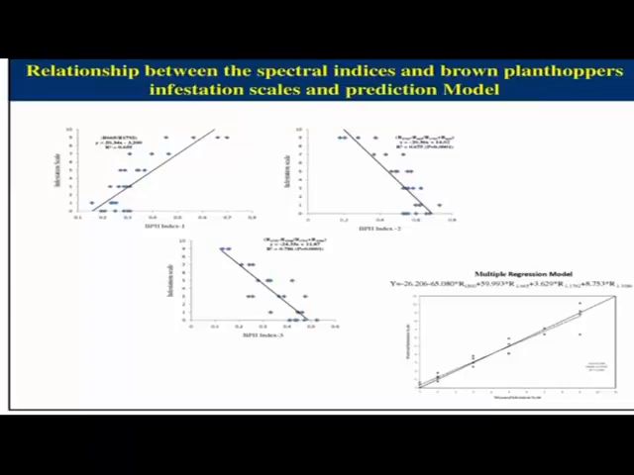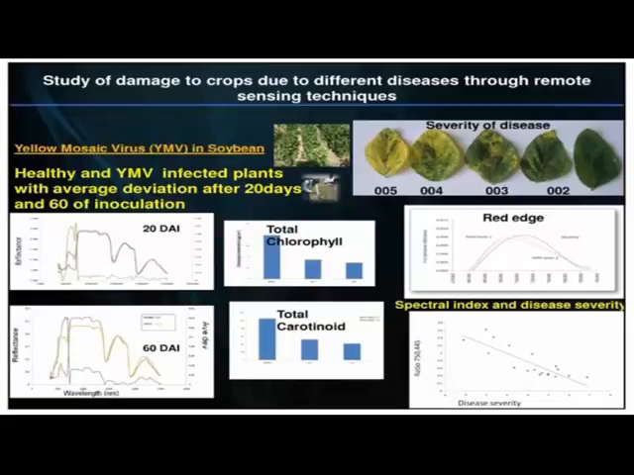Then coming back to the disease damage with respect to hyperspectral remote sensing, here again is the yellow mosaic virus disease in the case of the soybean crop, which is shown here. This is a plant which is very healthy. This is a plant which is severely affected by the yellow mosaic virus disease. So the severity level is classified or labeled from 1, 2, 3, 4, 5, and similarly you will get different spectral patterns.